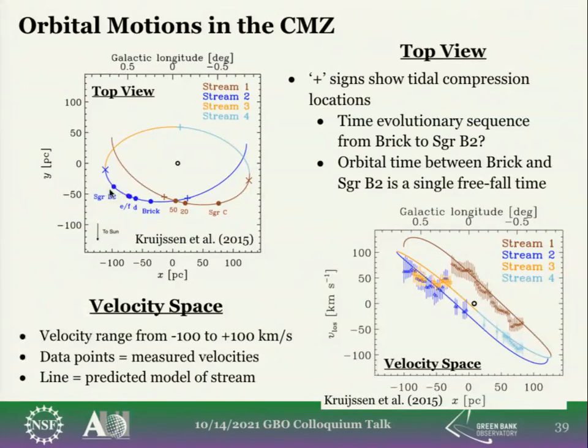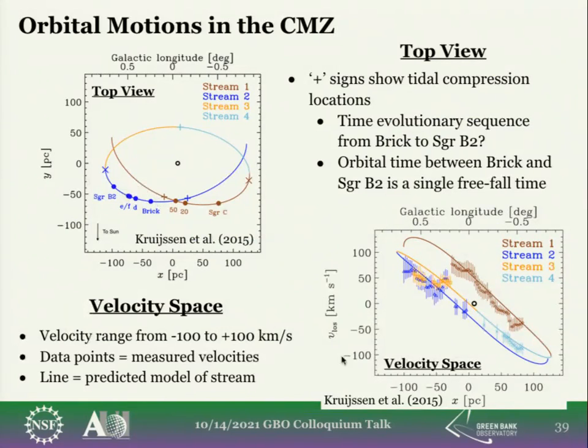And so gas clouds like Sag B2, which is one of the more well-known star-forming regions in the entire Milky Way galaxy, could be triggered by this recent passage from Sagittarius A star. One of the things that they pointed out in their paper is that the orbital time between the brick and Sagittarius B2 is a single free-fall timescale. So you could have this triggering, and then as you move through and around the galactic center, you're basically collapsing down. So the time difference between the brick and Sag B2 is roughly one single free-fall timescale.